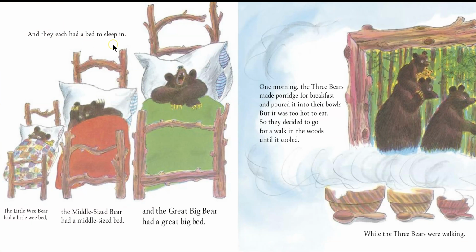And they each had a bed to sleep in. The little wee bear had a little wee bed. The middle-sized bear had a middle-sized bed. And the great big bear had a great big bed. One morning, the three bears made porridge for breakfast, so porridge is like oatmeal, and poured it into their bowls. But it was too hot to eat. So they decided to go for a walk in the woods until it cooled.